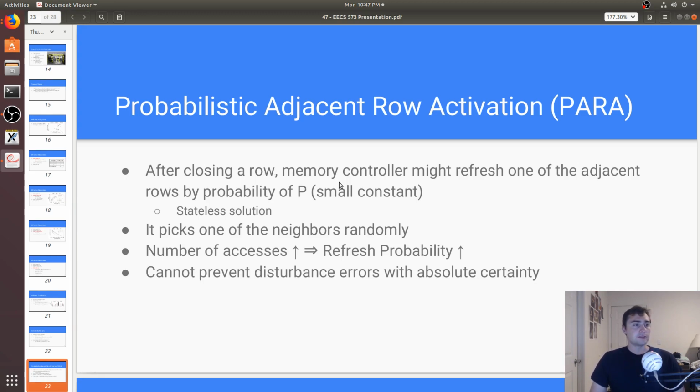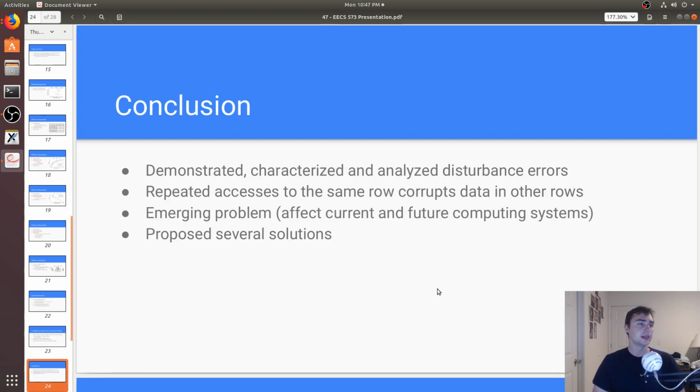Right, so after closing a row, the memory controller might refresh one of the adjacent rows with probability P, a small constant. So this is a stateless solution, right? They went into some of the other ways you could fix this. This helps, right? This is basically saying, okay, well, let's refresh the rows across from or near something that was just accessed. But what we want is certainty that we're not going to lose data, right? We don't want a high probability. We like some certainty.